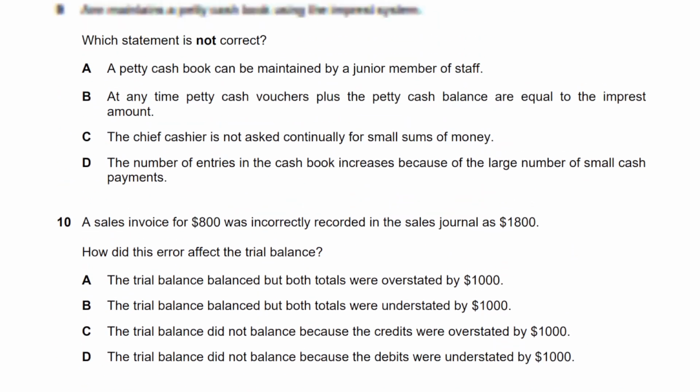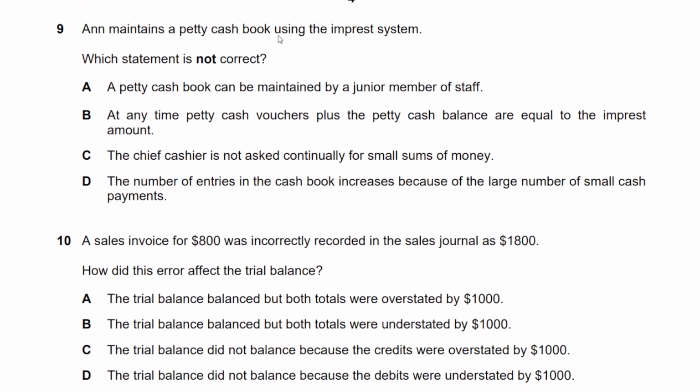Let's move on. Number 9. Anne maintains a petty cash book using the imprest system where every period starts with the fixed amount. Which statement is not correct? A petty cash book can be maintained by a junior staff member. This is true. A senior member does not have time for maintaining a little petty cash book, right? That's the whole purpose. Somebody junior can manage it. We give them a fixed amount of money and they manage it. So this is true. This is not the answer.